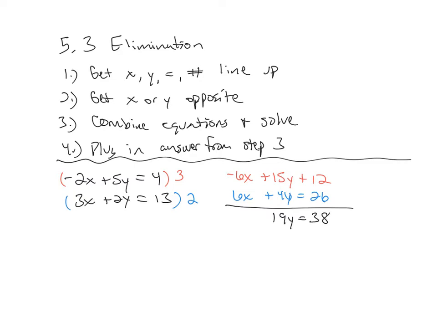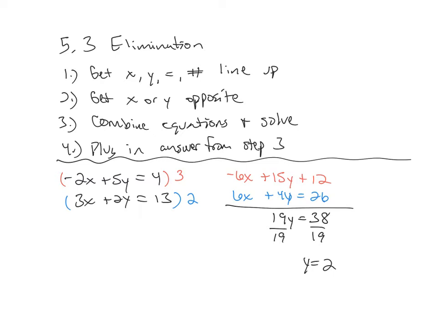So with elimination, you can get some higher numbers. 19 and 38 aren't typically numbers that we work with a lot, but solve it, divide by 19, and y equals 2. So usually, if you get some high numbers there, they tend to work out okay. All right, so then plug in your answer from step number 3. Now, I got y equals 2.